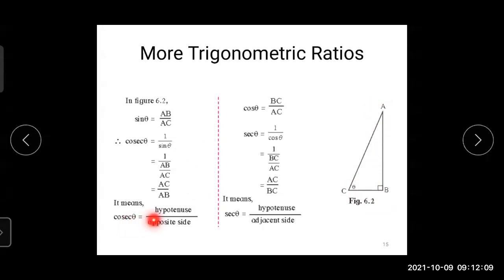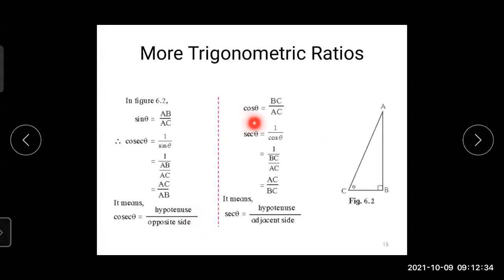Cosec theta will be hypotenuse upon opposite side. As you have learned in sin theta, opposite upon hypotenuse. So in cosec, it will be hypotenuse upon opposite. In the same way, when we are saying the ratios of sec theta, you have to remember that it is the inverse of cos theta.